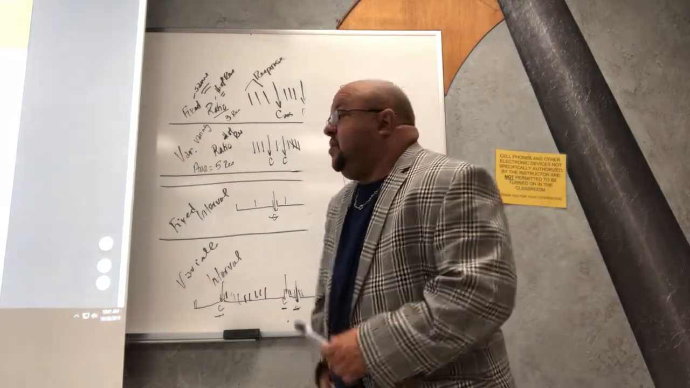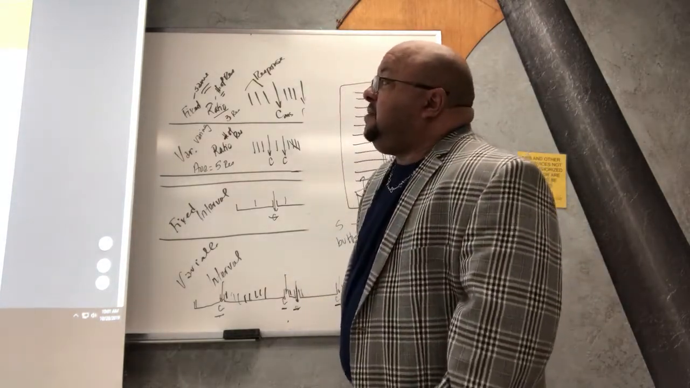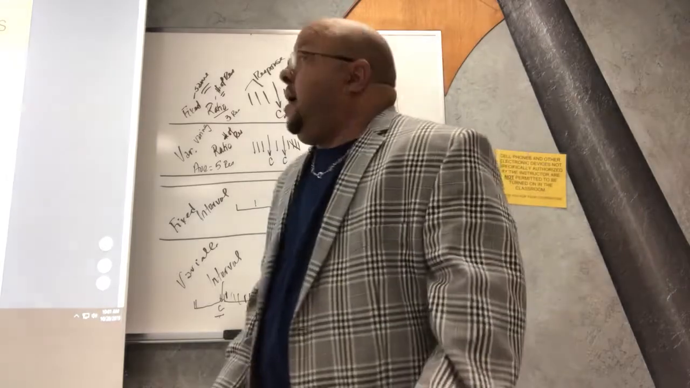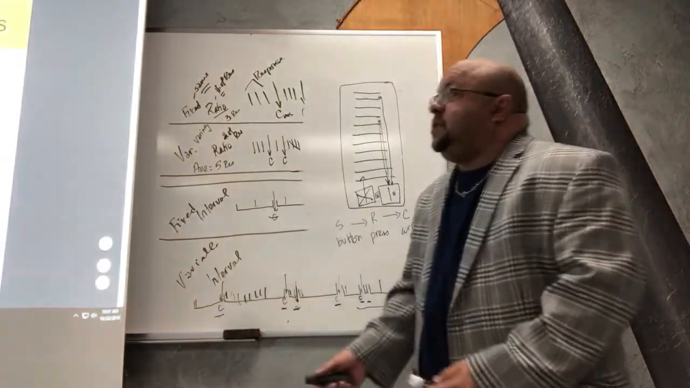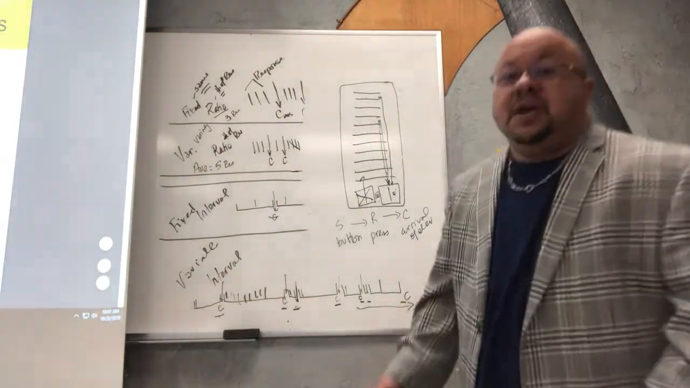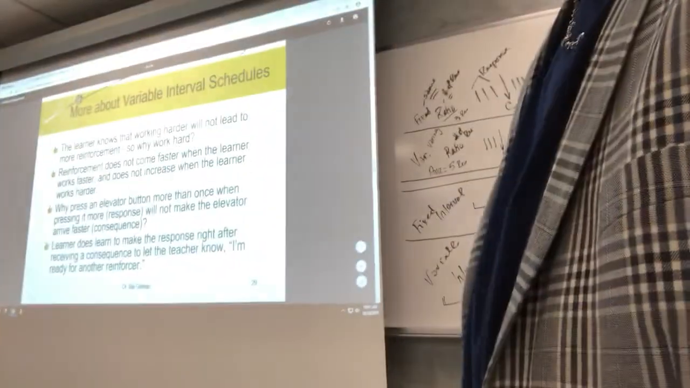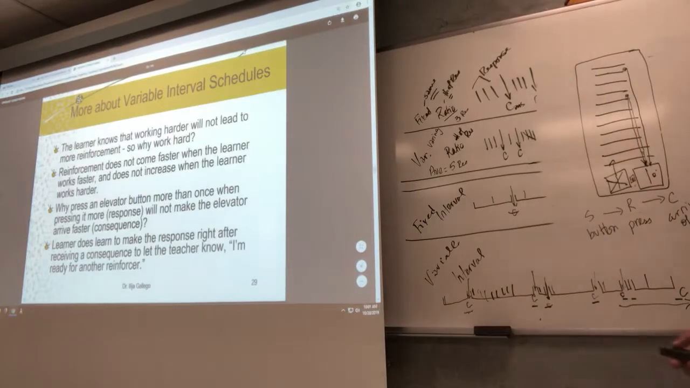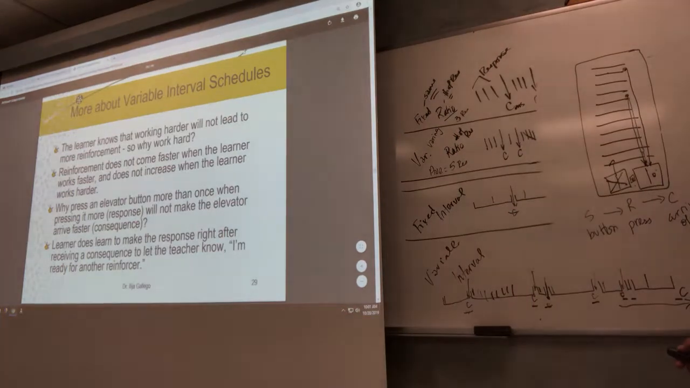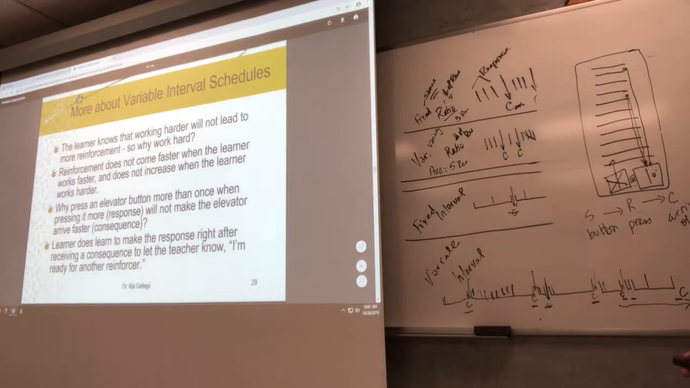Okay, so the next slide is about how to figure out... Sorry, we gotta go over this one. So we already did, but the learner knows that working harder will not lead to more reinforcement, so why work hard? The reinforcement doesn't come any faster when the learner works faster. It doesn't increase when the learner works harder. Why press the elevator button more than once when you know that response will not get you the elevator any faster? It won't get your consequence any faster.